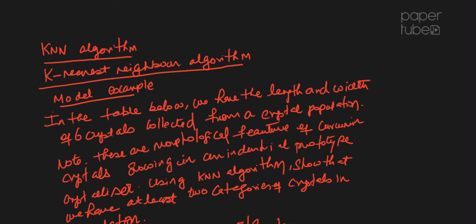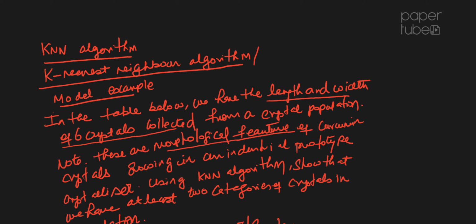So in this video, we will try to solve a problem where we are going to use the KNN algorithm, the K nearest neighbor algorithm. We will use this algorithm to solve a chemical engineering problem. So what's the problem? In the table below, I gave some values of length and width of 6 different crystals that we collected from a crystal population. This length and width are nothing but some morphological parameters.